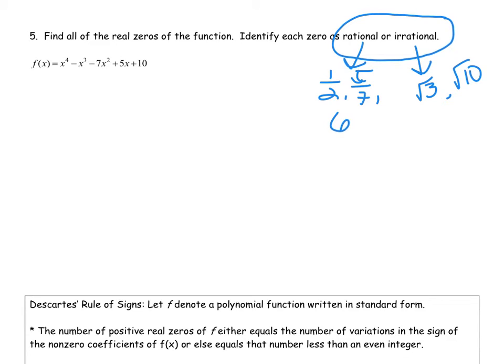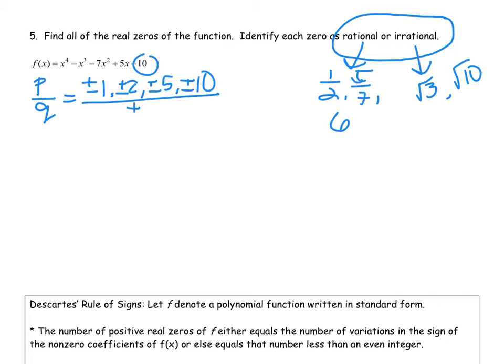Okay, so let's jump into p over q. All the factors of p, which is 10, would be plus minus 1, 2, 5, and 10. And then luckily on this one, all the factors of q are just 1. So really I can already see my factors there.